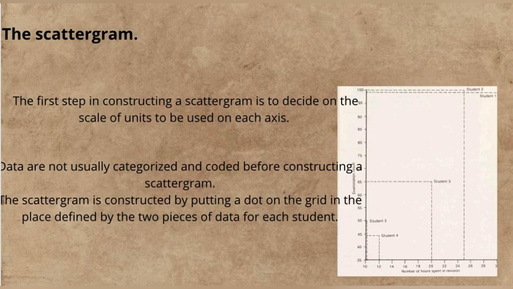A scattergram is produced by pinpointing each instance of measurement in a grid defined by the two axes of a graph. The two lines along which the units are marked are called axes, and the space between them is defined by the grid formed by the intersecting lines drawn from each unit point along the two axes. The first step in constructing a scattergram is to decide on the scale of units to be used on each axis. Data are not usually categorized and coded before constructing a scattergram. The scattergram is constructed by putting a dot on the grid in the place defined by the two pieces of data for each student, as shown in the table.